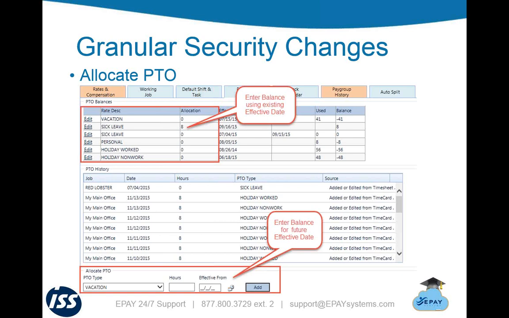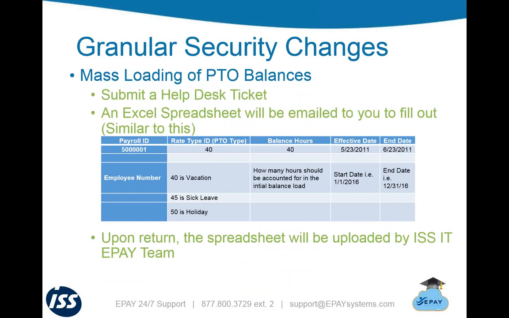So one of the ways, the third way of getting time in the system, if you don't want to do this manually and you have a lot of employees from a balance standpoint at the beginning of the year, is that we could do a mass load of PTO balances for you. What this entails is you requesting that via help desk ticket. We will send you an Excel spreadsheet which will look very similar to the format down below, and we just need it filled out.